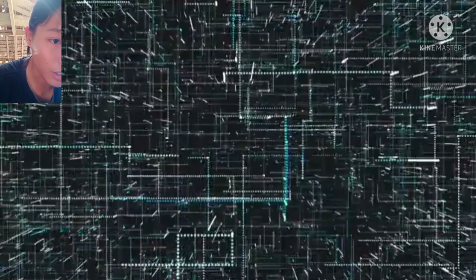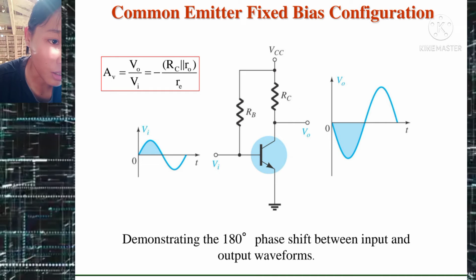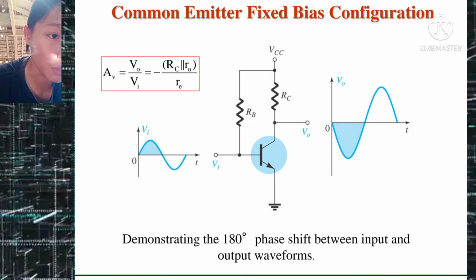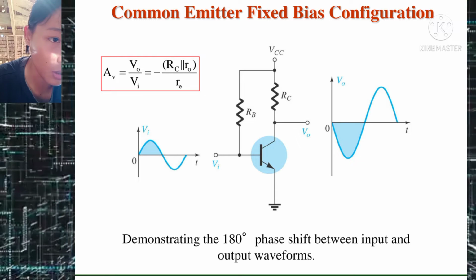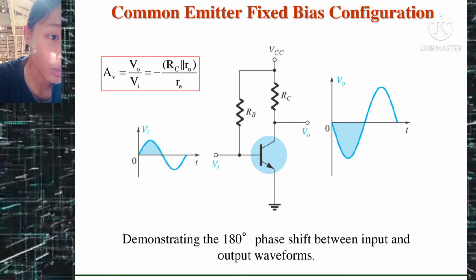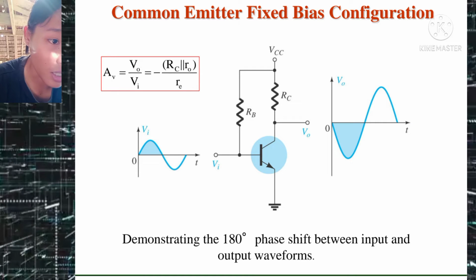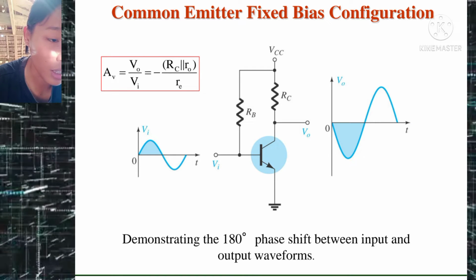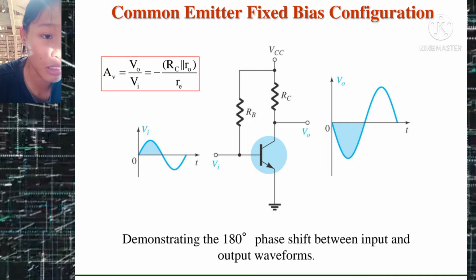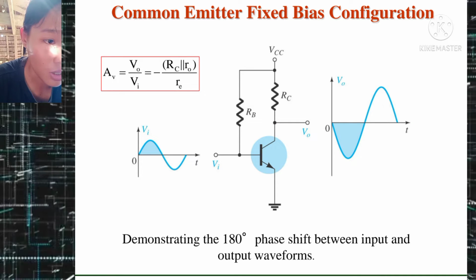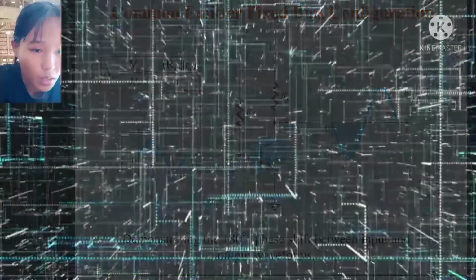Now looking at the phase relationship, as we know, our Av is equal to Vo over Vi, which is equal to negative RC in parallel with ro, all over re. The negative sign in the resulting equation for Av reveals that a 180 degree phase shift occurs between the input and output signals, as shown in this figure.